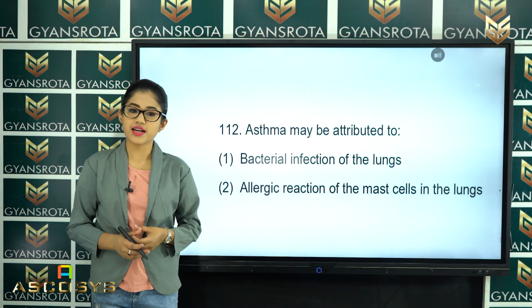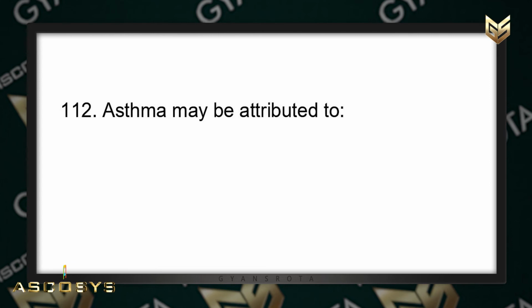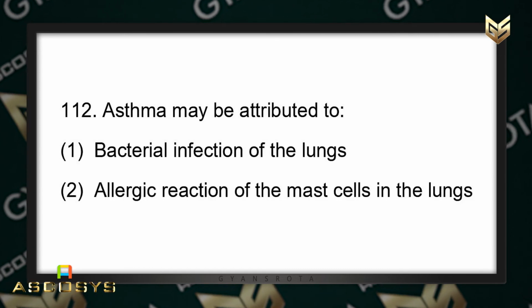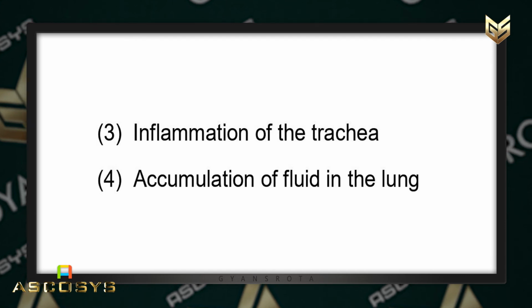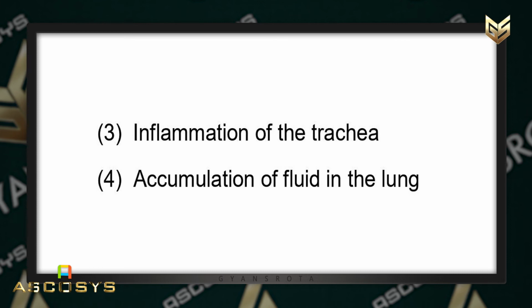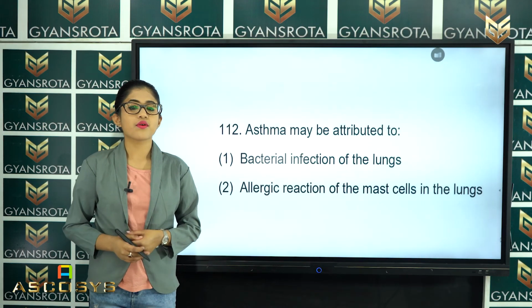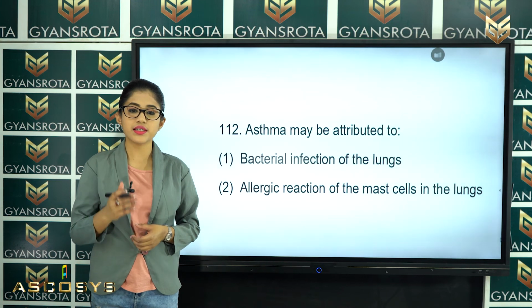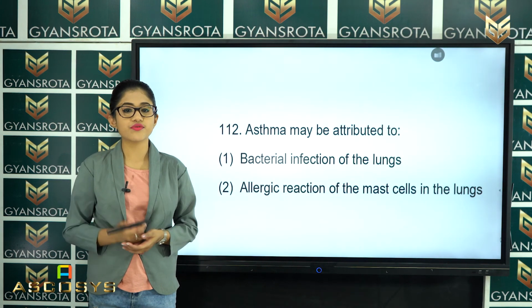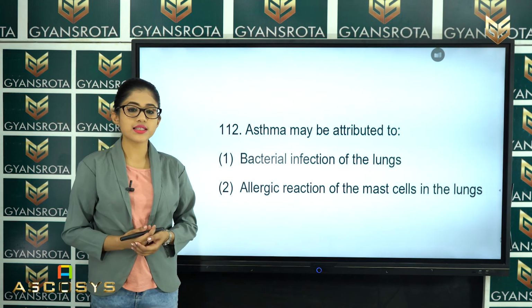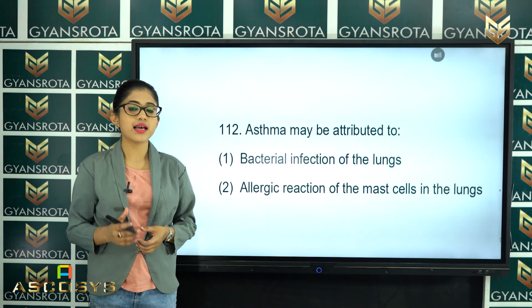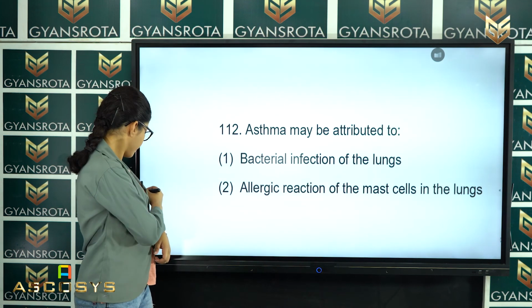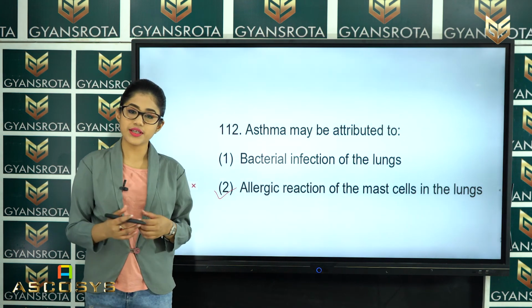So in the next question, that is question number 112, asthma may be attributed to bacterial infection of the lungs, or allergic reaction of the mast cells in the lungs. Option number 3 is inflammation of the trachea, and option number 4 is accumulation of fluid in the lungs. So we have discussed human respiratory disorders in the chapter Breathing and Exchange of Gases. So what is the correct answer among these? Asthma may be attributed to allergic reactions of the mast cells in the lungs. So option number 2 is the correct answer of this question, right?